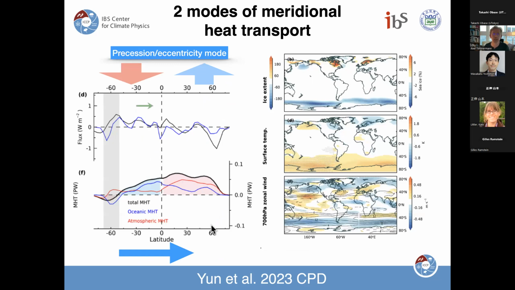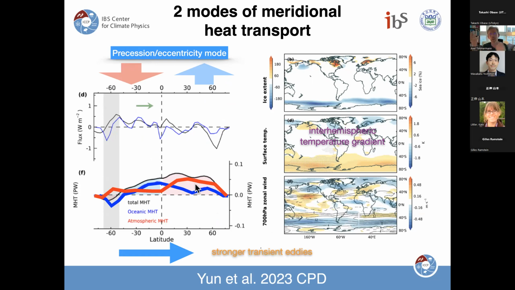If we look at the other mode, which is much more like an interhemispheric mode, we are pumping heat into the southern hemisphere, and there is also less sea ice, and that anomalous heat gets released in the northern hemisphere. So we have a cross-equatorial heat transport, both from the atmosphere but mostly from the ocean. There are also stronger transient eddies according to this mode, which contribute to the increased atmospheric heat transport.